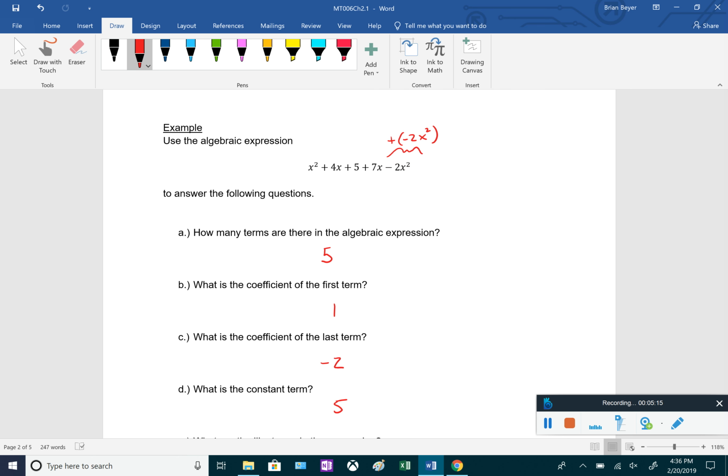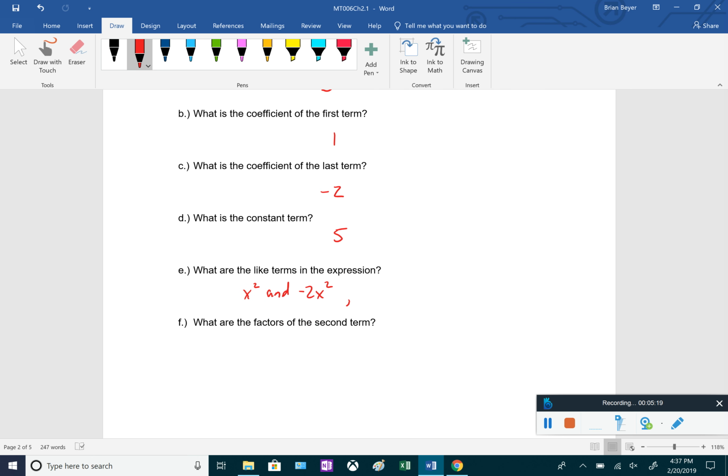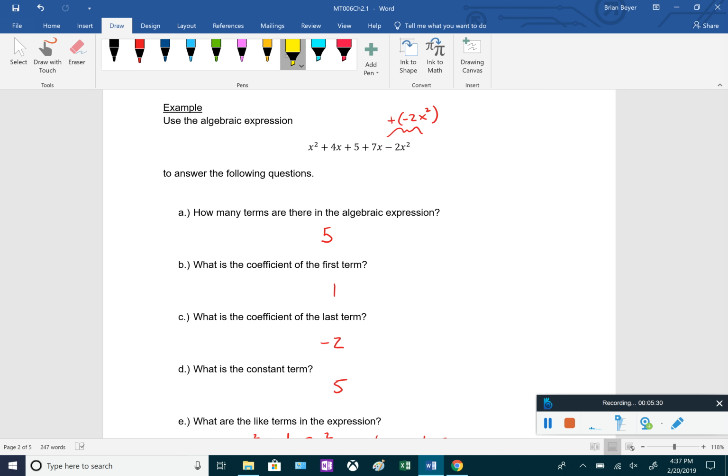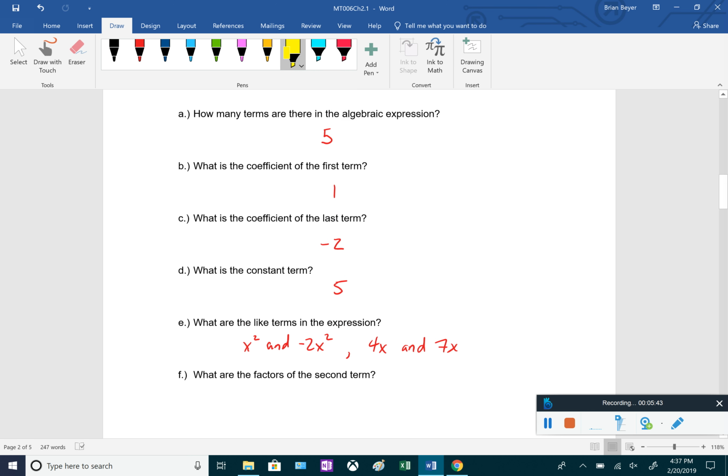And so we have 4x and 7x are like terms. Okay, and then for this last question here, what are the factors of the second term? The second term is 4x. So the factors are the parts that are being multiplied. So this is 4 times x. So that means the factors are 4 and x.